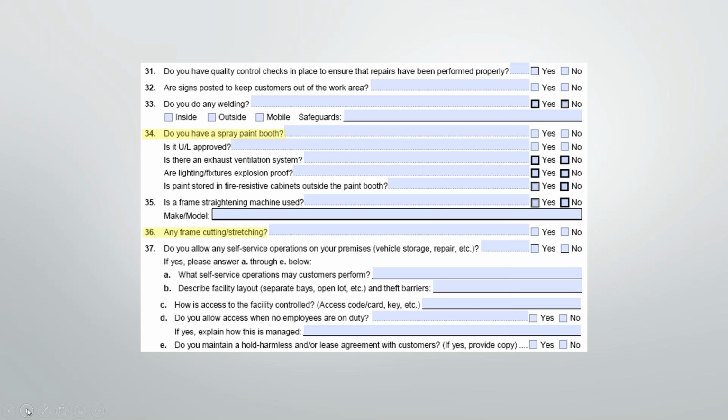The carrier just wants to make sure that they have the make and model of the machine being used. And that often gets overlooked, and we have to go back to you for it. So just something to keep in mind when you're meeting with your client.